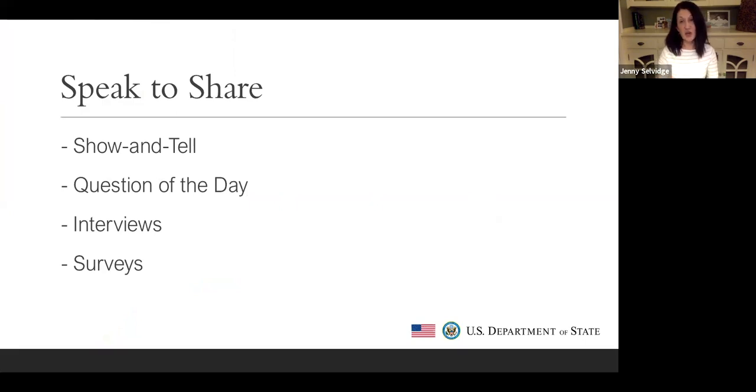some ideas are show and tell. I did this with my university students a couple weeks ago, so there's no age limit to this. So you could have them bring something that is important to them and tell why it's important. You could have a question of the day. You could have interviews. Maybe they interview someone in their family, or they interview the principal of the school or whoever, or surveys. Next, click.